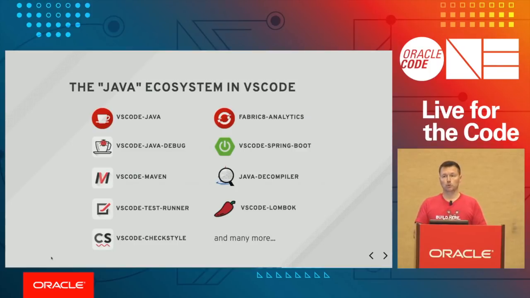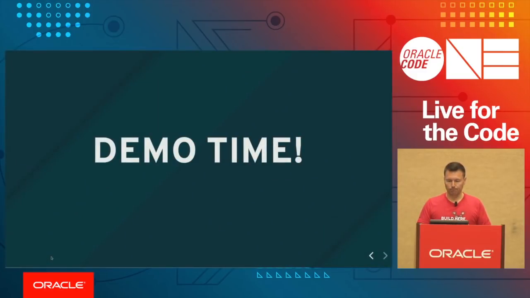Pivotal provides Spring Boot support, which is pretty neat. Unfortunately, it doesn't work very well on my machine, so we won't see that today. There's a Java decompiler, Lombok support, and many more extensions, Camel or many others. All right, so now that I've laid the foundation of this talk, hopefully you understand the principles of how it works. So we're going to do a little demo.